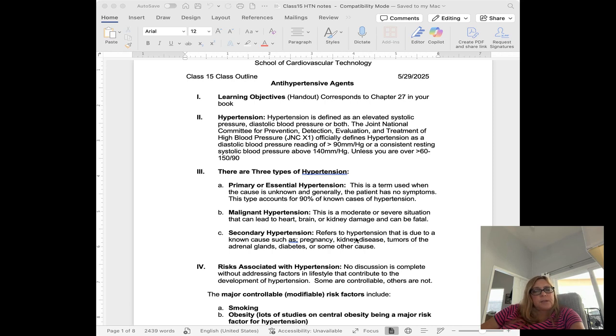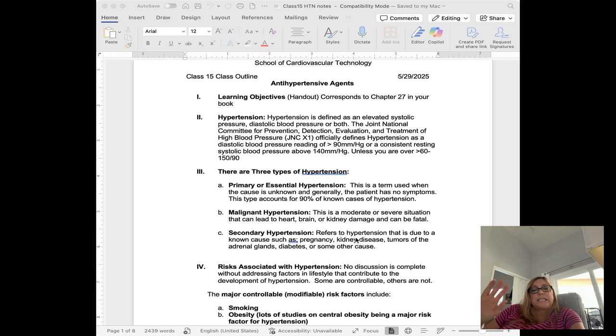There are three types of hypertension. We have primary or essential hypertension. This is the term that we use when the cause is unknown, and generally the patient doesn't have any symptoms. This type accounts for about 90% of known cases of hypertension. Malignant is a moderate or severe situation, and that can lead to heart, brain, or kidney damage and can be fatal. So malignant hypertension is serious.